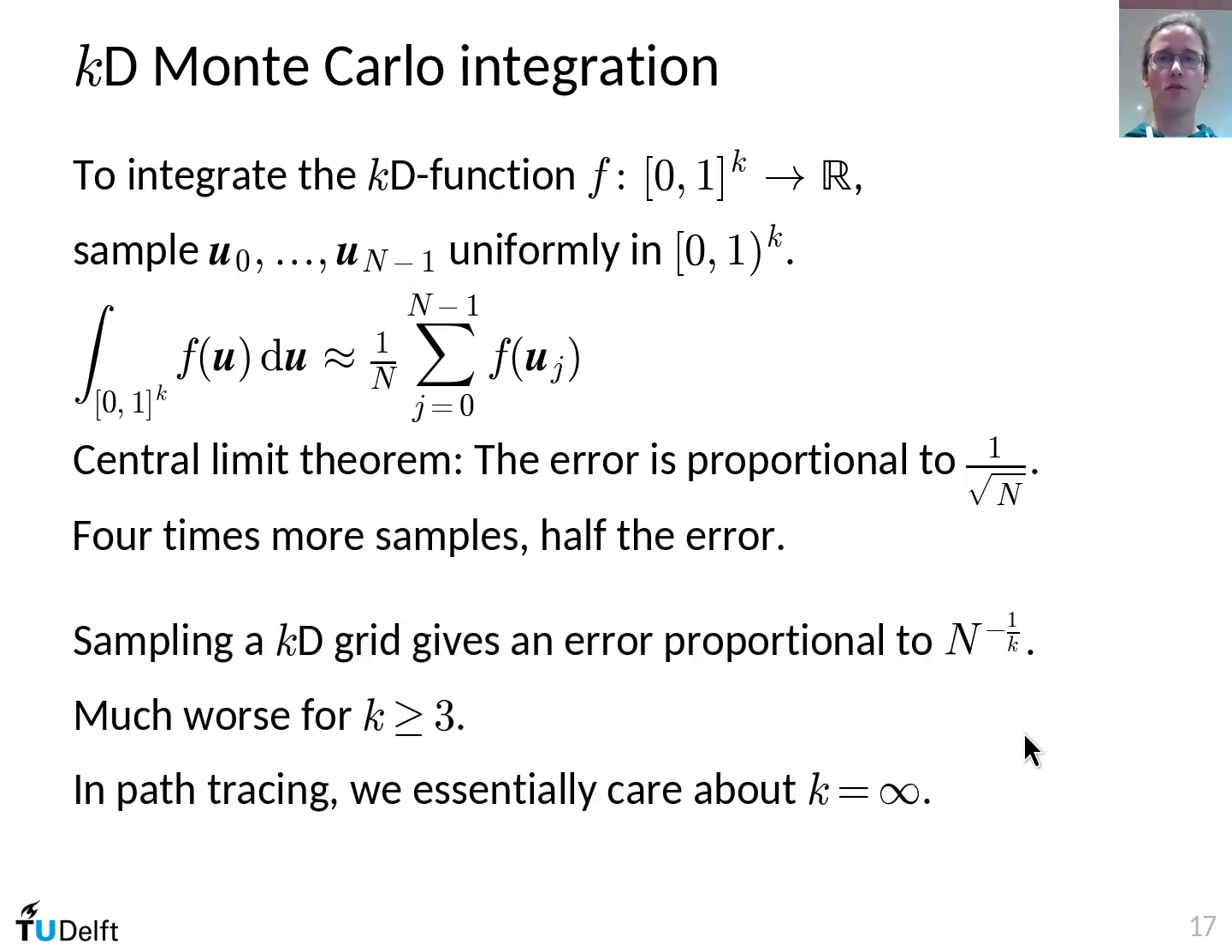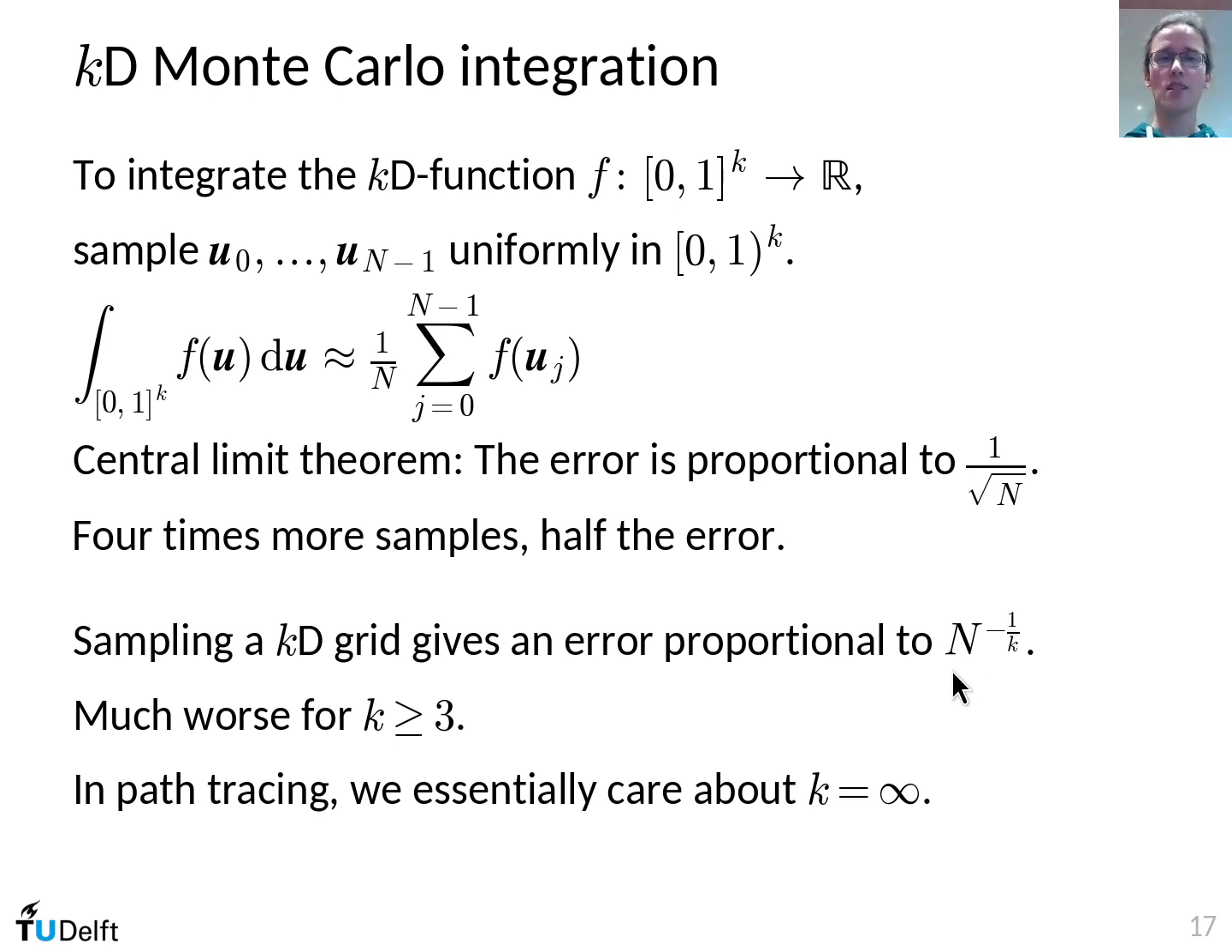Let's compare that to what we would get if we were just sampling a k-dimensional grid. Then basically you run into the curse of dimensionality. And because of that, the error that you get when you estimate an integral based on samples at these grid cells will be proportional to n to the power of minus 1 over k. So if we set k equals to 2, this is exactly what we had here with the square root, but for k 3 or greater, it's actually much worse. It's converging much more slowly.